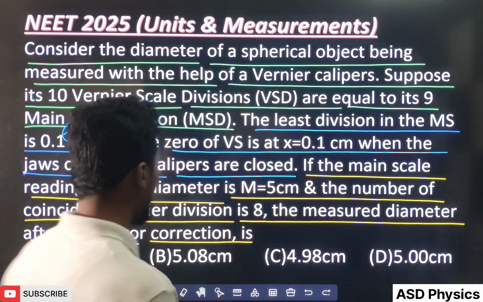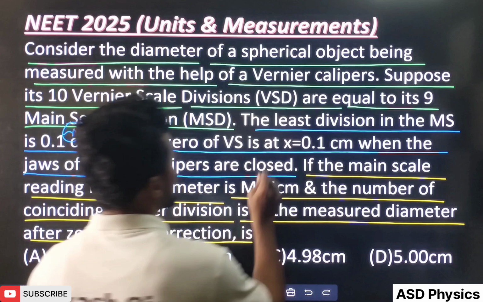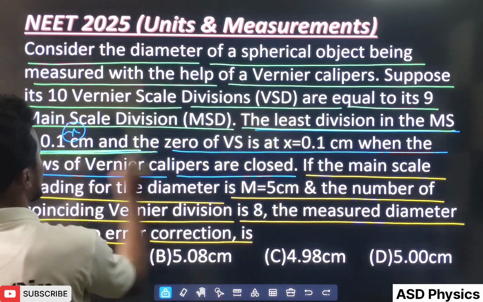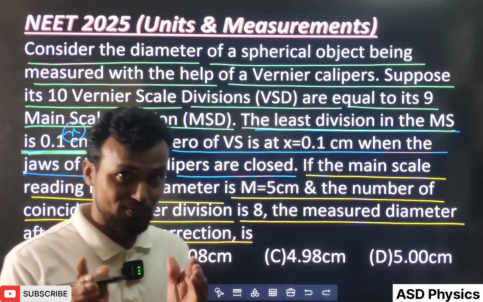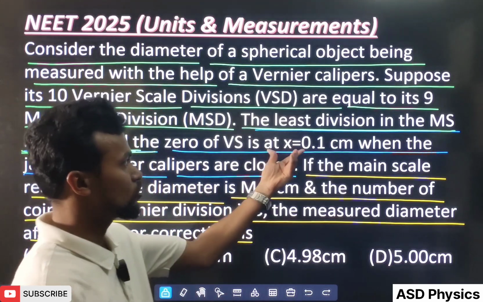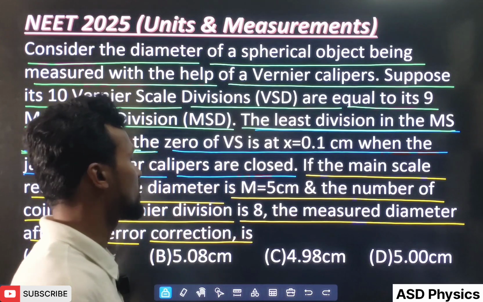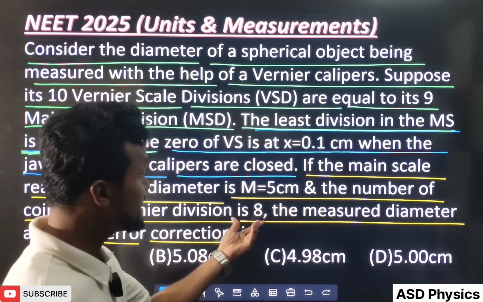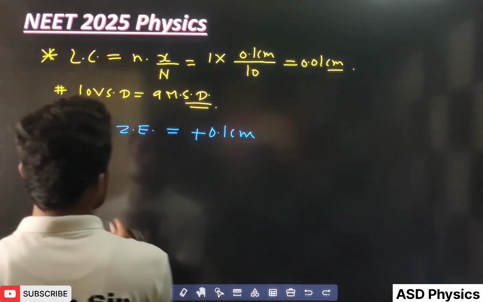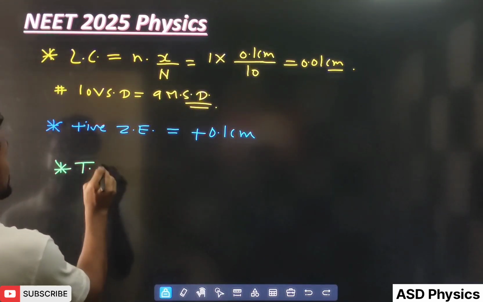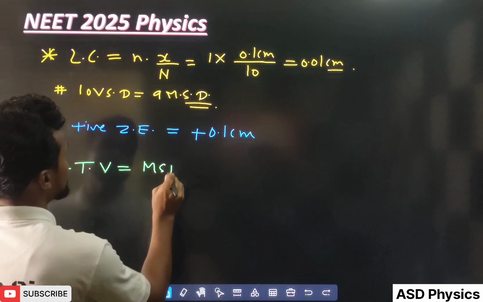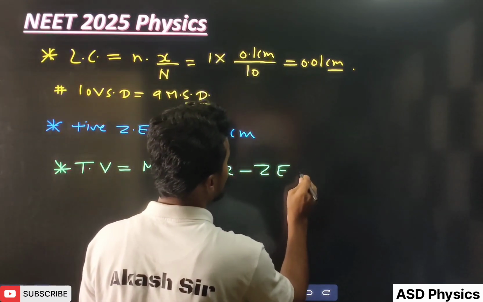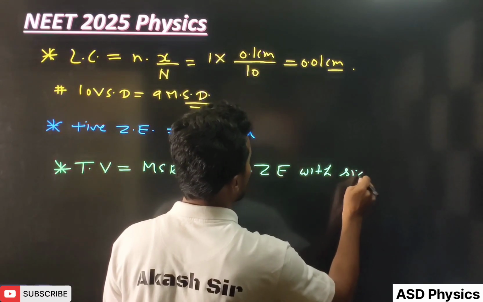One more thing I would like to correct here. This data is also part of the least count calculation, this green color is part of the least count calculation. So the zero error is given directly as 0.1 centimeter. After that, main scale 5 centimeter, and the 8th division is coinciding. So the true value is main scale reading plus Vernier scale reading minus zero error with the sign.